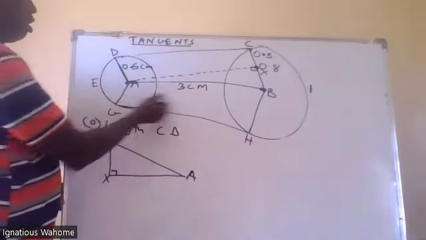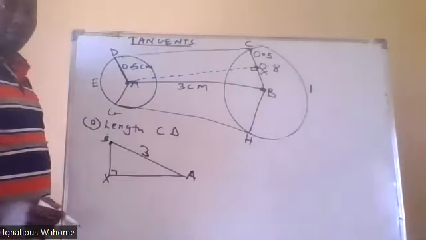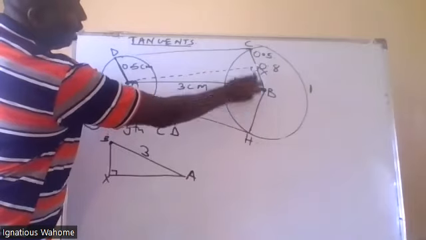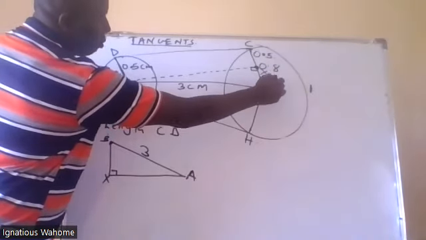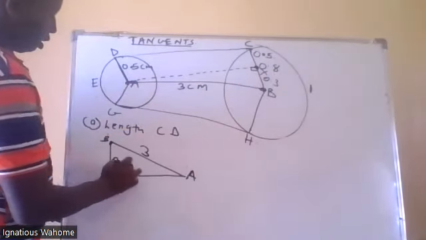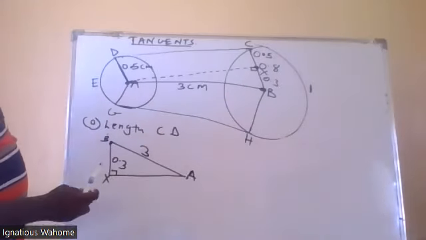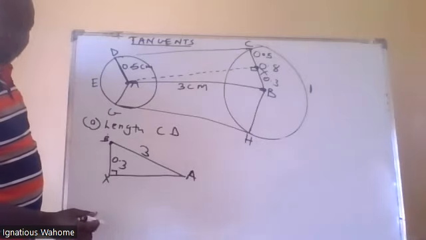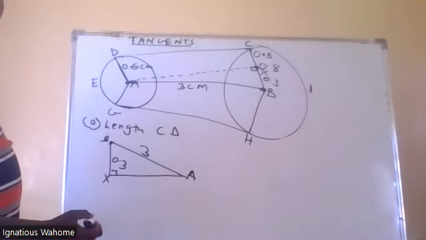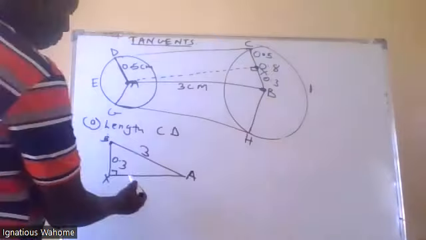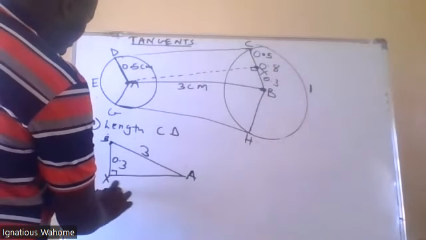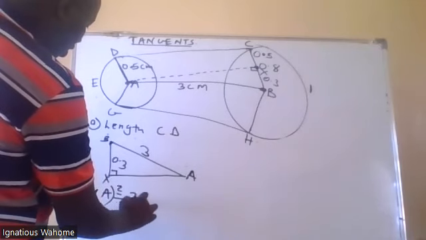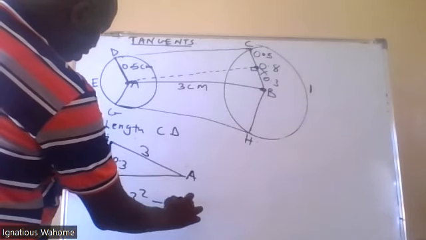AB is 3. And this distance here, if this was 0.8 and this is 0.5, then this is 0.3. So the examiner is asking us to find the length of XA. So how do you find XA? XA squared equals 3 squared minus 0.3 squared.